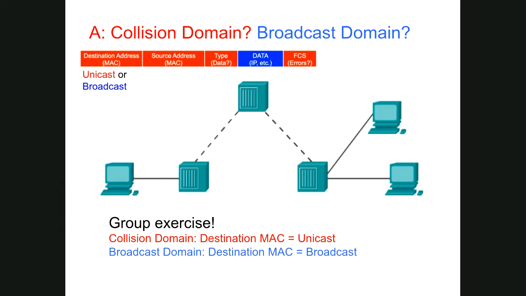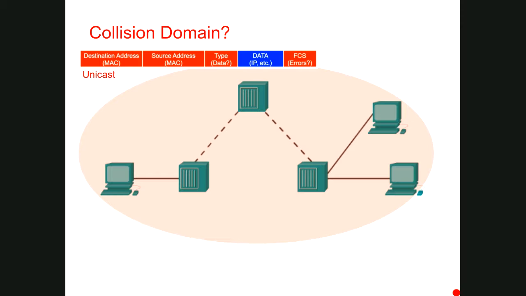So all of these guys, these three PCs connected with these three hubs, are in one big collision domain. They could collide with each other. So it's one big collision domain. Now it's also one big broadcast domain. If any of them send out a broadcast, any of the others will hear it.